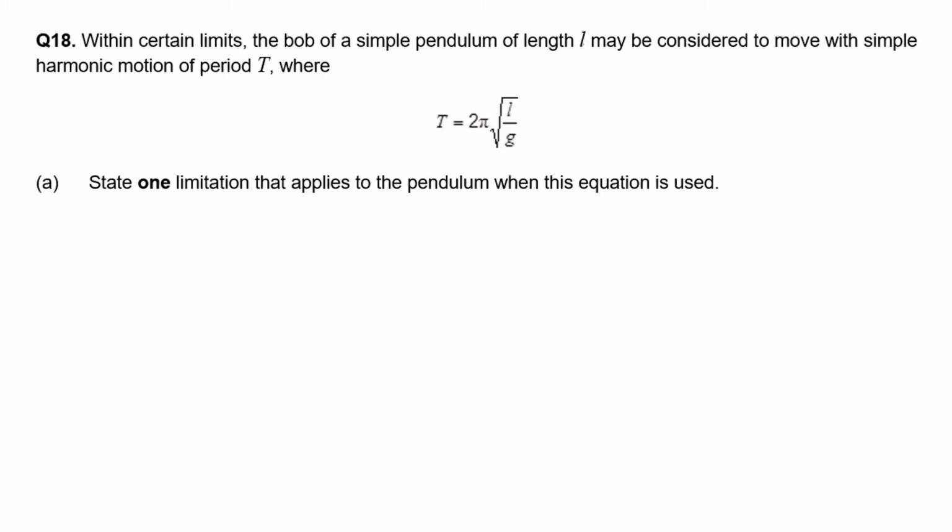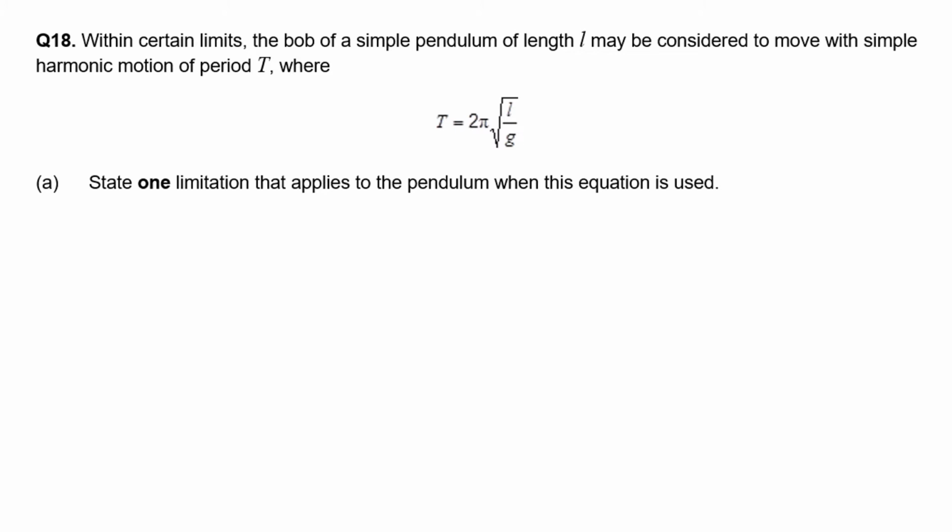Okay, so now we're going to get onto the longer answer section of the exam. So within certain limits, the bob of a simple pendulum, length L, may be considered to move with SHM of period t, calculated using this equation. State one limitation that applies to the pendulum when this equation is used.